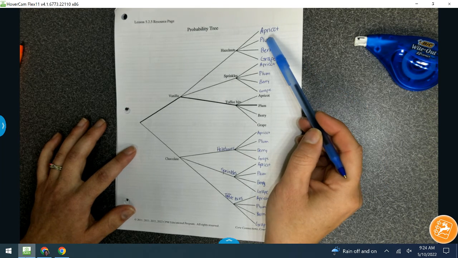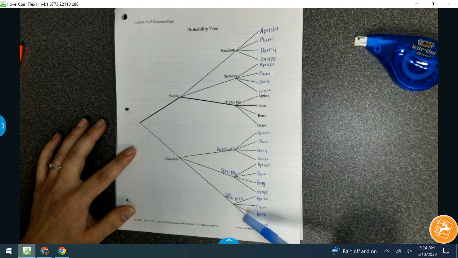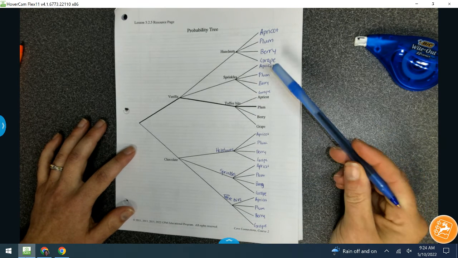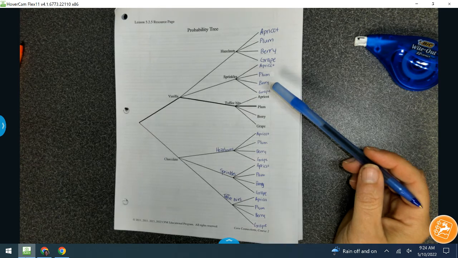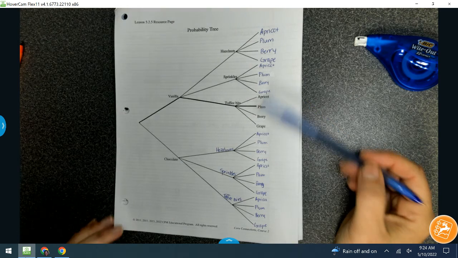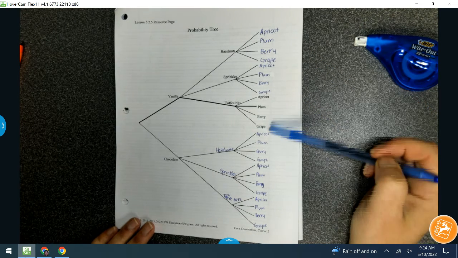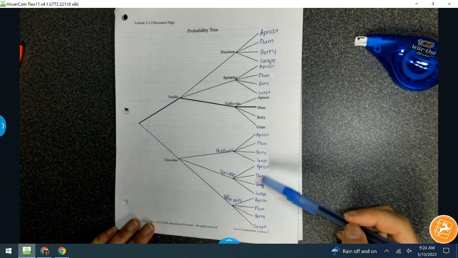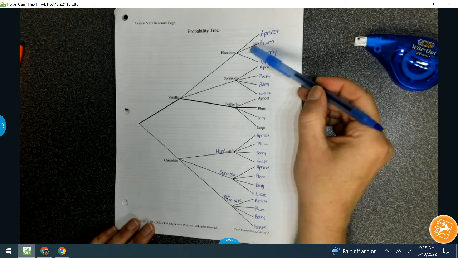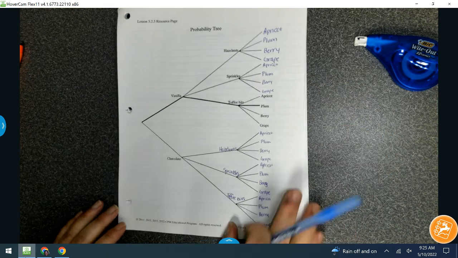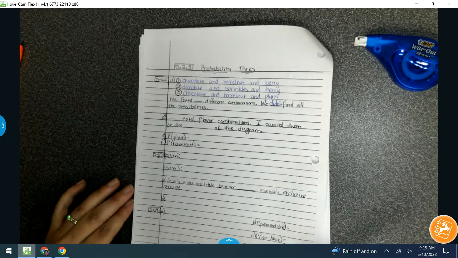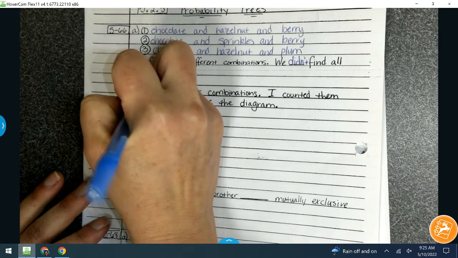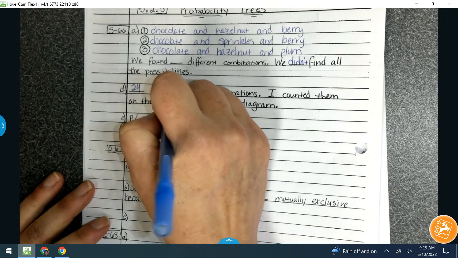So that's two different combinations. I like trees because there really is less to write. I know it doesn't seem that way right now, but there is less to write than if I did a systematic list. And so with this, how many possible combinations are there? And where do I look for it? I look on the right, and I have 1, 2, 3, 4, 5, 6 groups of 4, which means we have a total of 24. So there's a total of 24 flavor combinations, and we counted them on the right side of the diagram.